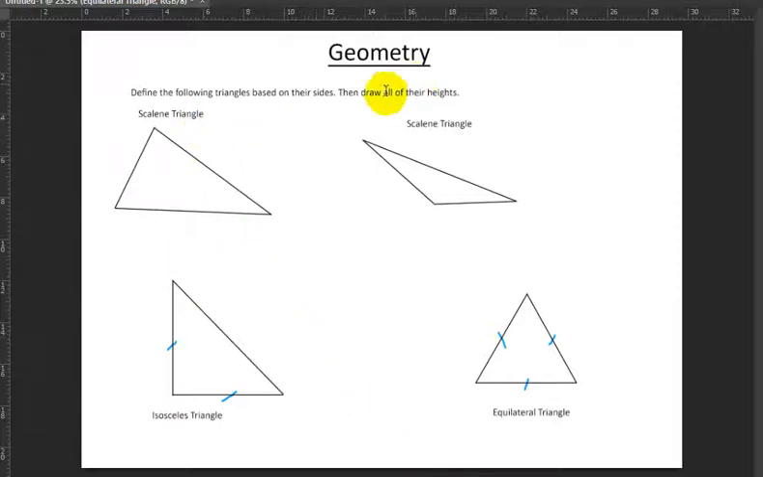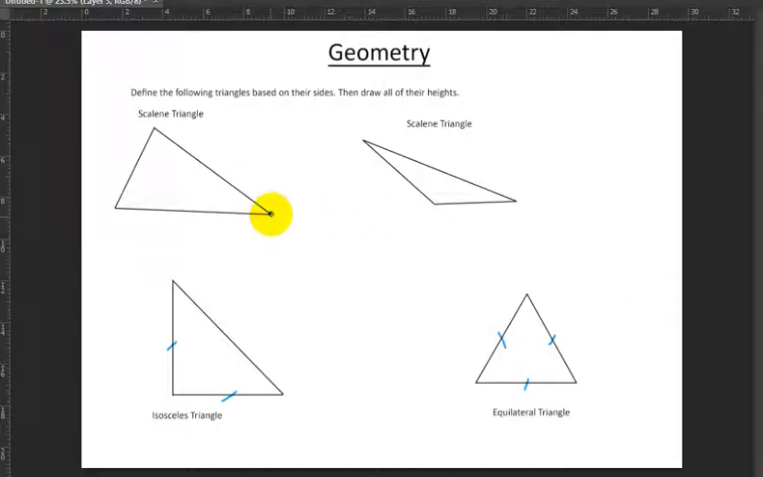Great. The next one says draw all of their heights. Now what does it mean when it says all of their heights? It means that it doesn't just want the height from the point that is on top, it wants the heights from all the points of the triangle. So basically what it's saying is find the distance between each point of the triangle to the side that is opposite of it. So for example, it's exactly what we were doing in the previous exercise, just with triangles.